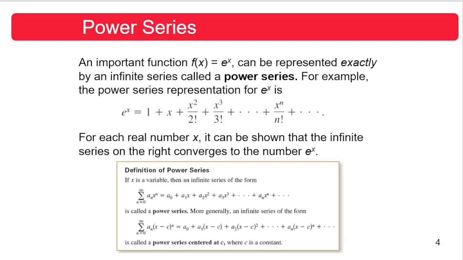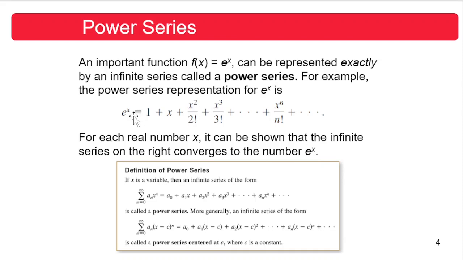Do you know that an important function like e to the x can be represented exactly by an infinite series called a power series? For example, the power series representation for e to the x is written below as e to the x is 1 plus x plus x squared over 2 factorial plus x cubed over 3 factorial and so on, up to plus x to the n over n factorial, and so on. As you can see, for each real number x, it can be shown that the infinite series on the right converges to the number e to the x.